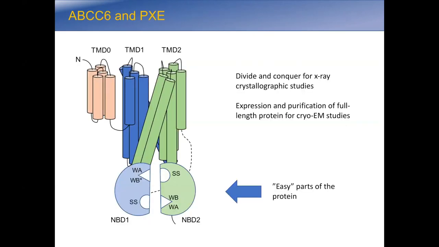So what we've done to date that I'm going to show you in the next few slides is really to focus in on the two nucleotide binding domains. We call these the easier parts of the protein, again, for technical reasons, working with these cylindrical parts of the protein that are embedded in the membrane. This is a very challenging approach, but these give us the ability to produce large quantities of proteins and evaluate many of the proteins in fairly high resolution and high detail.